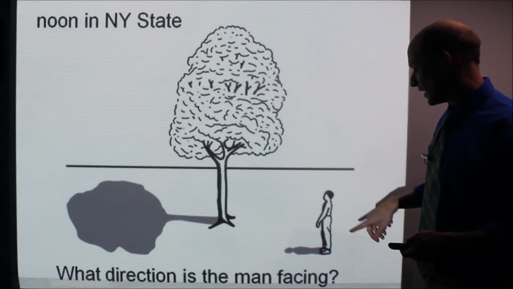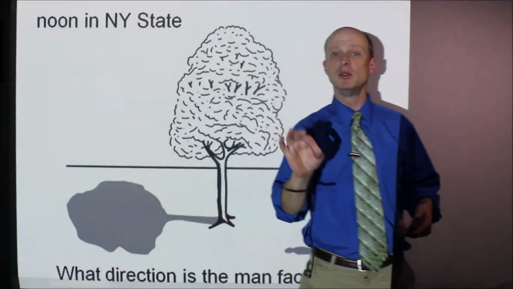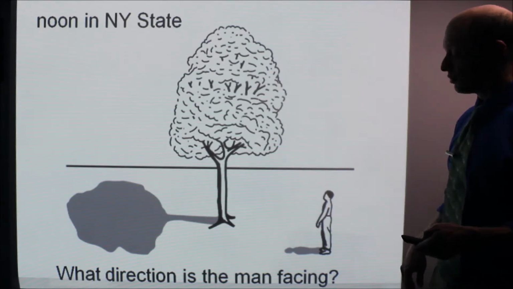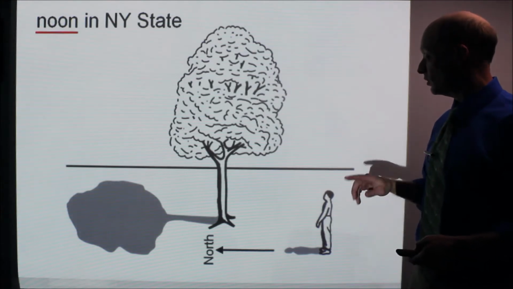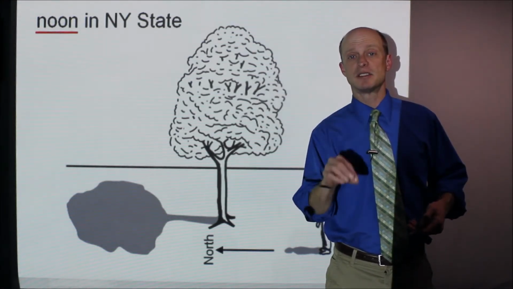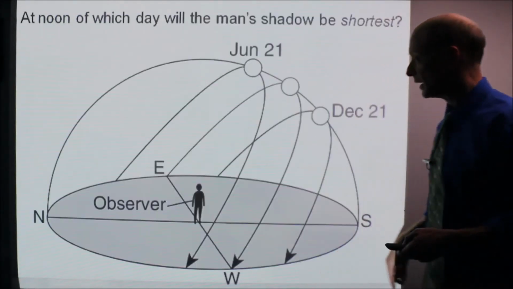This one is, what direction is the man facing? And the key part is that you're told it represents noon, or solar noon, in New York State. See his shadow and see the tree. So hopefully you recognize this, and this is a big one. It's north. At solar noon, the shadow of the sun points due north, okay? So make sure you know it.